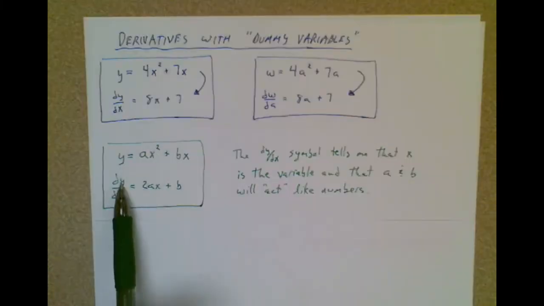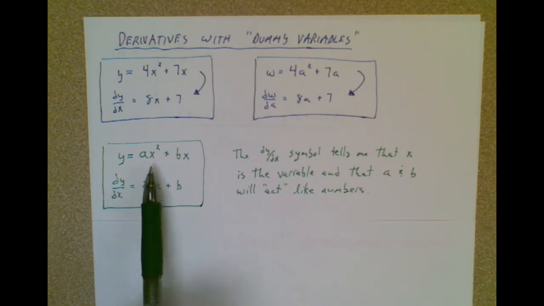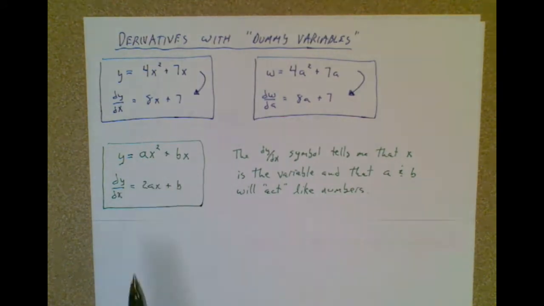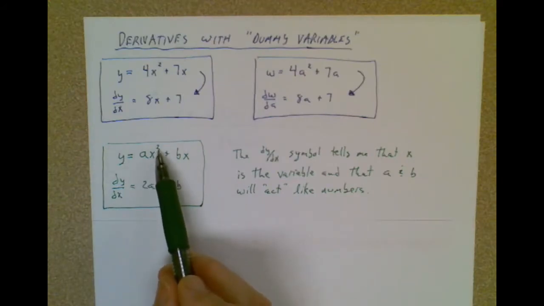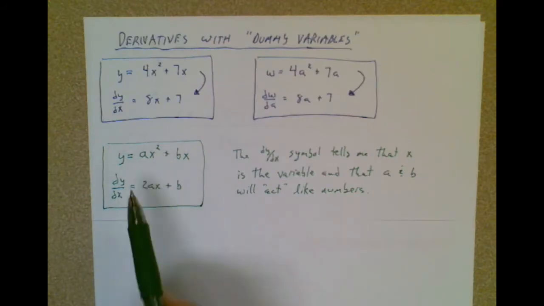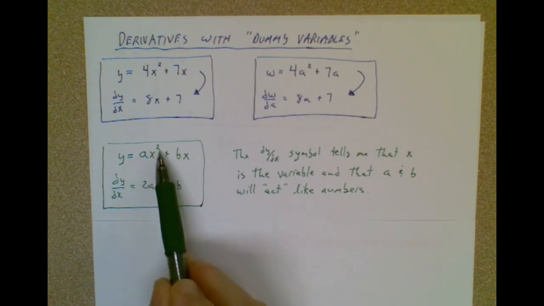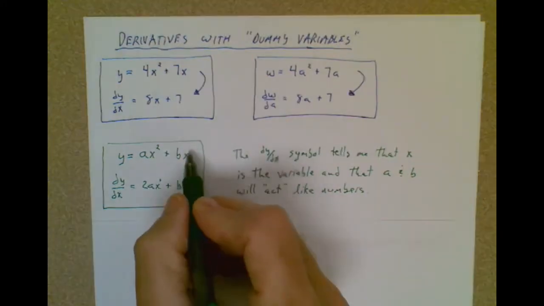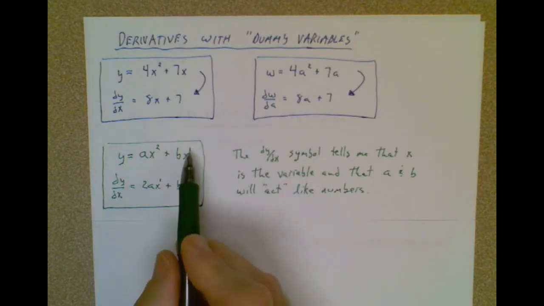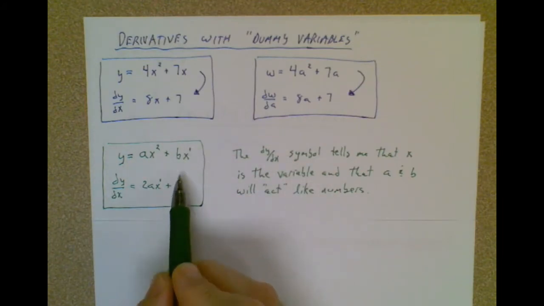Now that's hard on your brain because your brain is used to thinking a letter is a variable. But no, the symbolism here from Leibniz says x is my variable, so a and b must act like a number. So I do my power rule just like normal. Exponent times coefficient, that's how I get the 2a. Lower the exponent by 1, so I could put a 1 there if I felt like it. And here, there's really a 1 there. Exponent times coefficient times x to the 0 power.